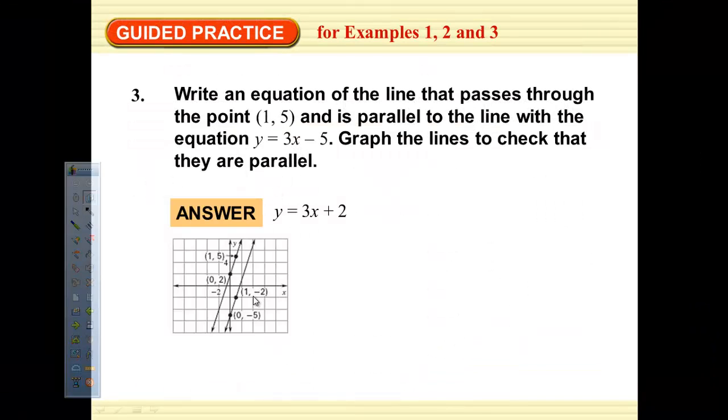So here are the two graphs. The first one, we've got, let's see, a y-intercept of -5. So we plot a point at -5 on the y-axis. Then we go up 3 over 1. That gives us this point. For the other one, we've got the y-intercept is at 2, which was the equation we found. And we'd go up 3 over 1. That would give us 2 lines that are parallel.